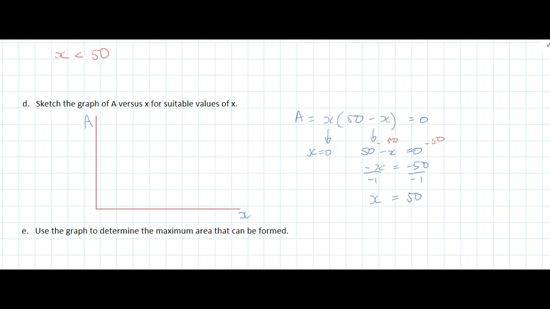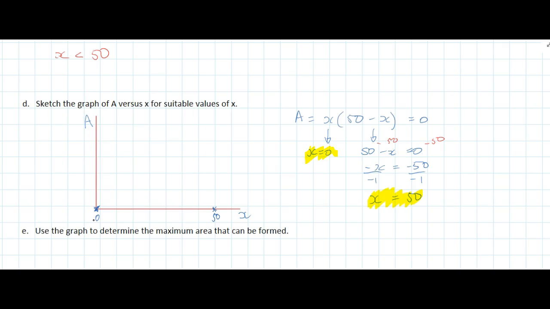So I've got my two x-intercepts here, and I can mark them on my graph. Obviously when x is 0, my area is going to be 0, which makes sense, because I've got a straight line. When x is 50, area is also 0, so going over here to x equals 50 is my other x-intercept.